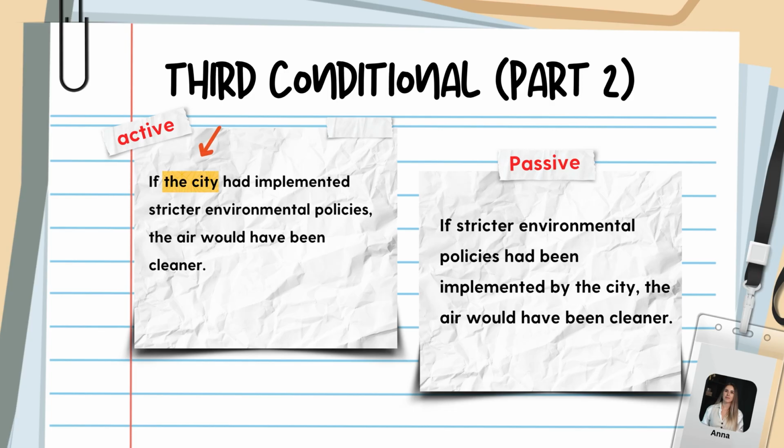I omitted the subject of the active sentence, the city, in the if clause. Then I put the object, stricter environmental policies, right after if. And finally, I added been right after had.